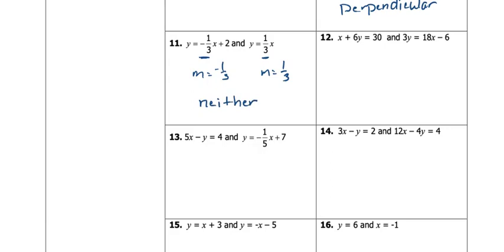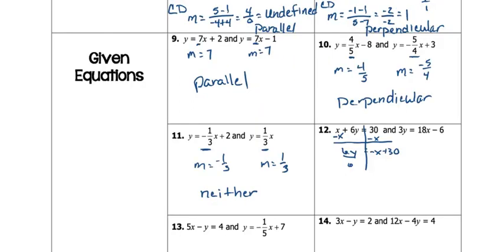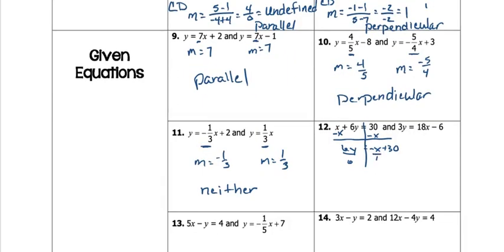Now, number 12 is a little different. In number 12, they gave me equations in standard form. They changed it around a little. So first thing I'm going to need to do is get these into slope-intercept. So I'm going to start with the first equation. Remember, we're solving for y, so we're going to go ahead and move the x over. So now I have 6y equals negative x plus 30. Still solving for y, so I'm going to divide everybody by 6. And I'm going to have an equation of y equals negative 1/6 x plus 5.